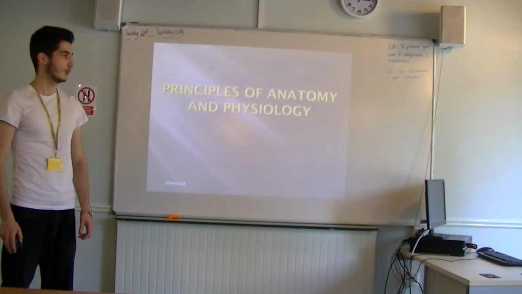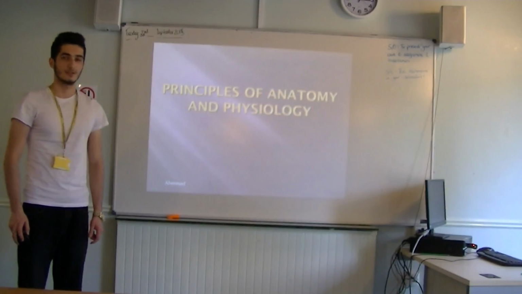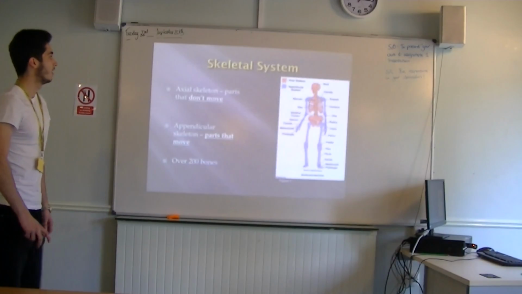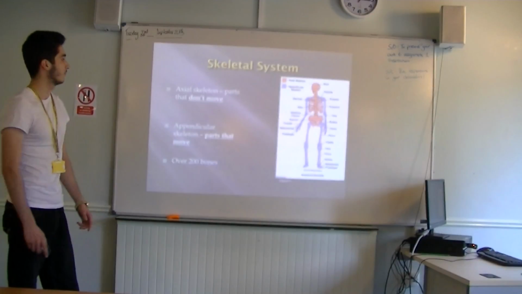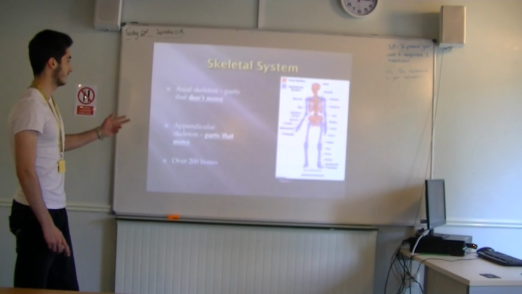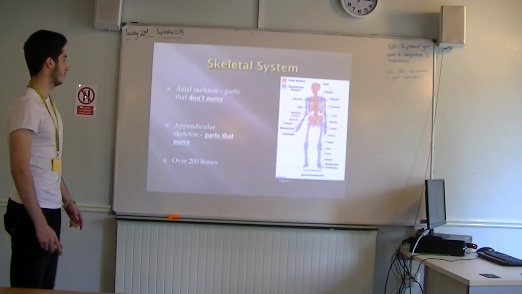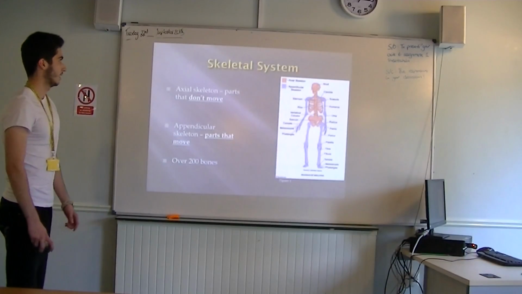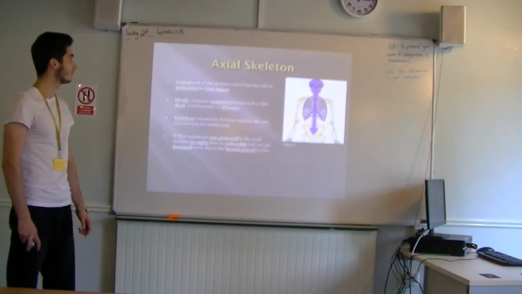This is Unit 1, Principles of Anatomy and Physiology. This is all about the structure and the functions of the skeletal system. First of all, we've got the two parts of the skeletal system. The first one is the axial skeleton, which is the part that doesn't move. And the second part is the appendicular skeleton, which is the parts that move. In total, in the skeletal system, there are over 200 bones.